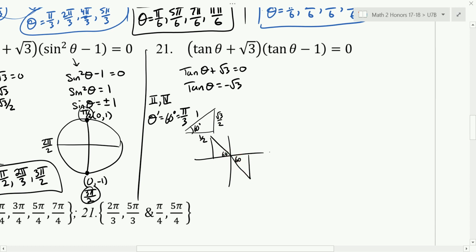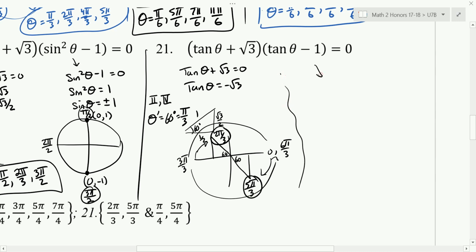Count by pi over 3, so here's 0, go half circle, 3 pi over 3, go back, 2 pi over 3 is one of the answers. Go full circle, 6 pi over 3, go back, 1 pi over 3, and get 5 pi over 3 is another answer. So that's the left half. Now for the right half, tangent theta is 1, because tangent theta minus 1 is 0.